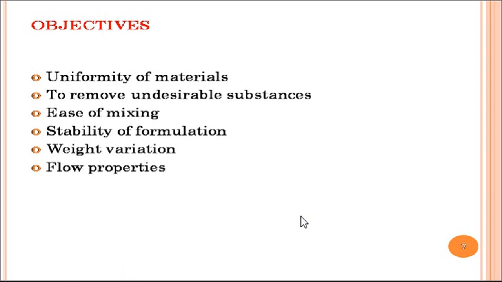Next objective is to maintain the weight variations. Particle size has a great deal to do with weight variation, so it is required to maintain the weight variation by physically segregating or classifying the different grades of powder, and we should take out those categories of the powder which can uniquely flow while processing.